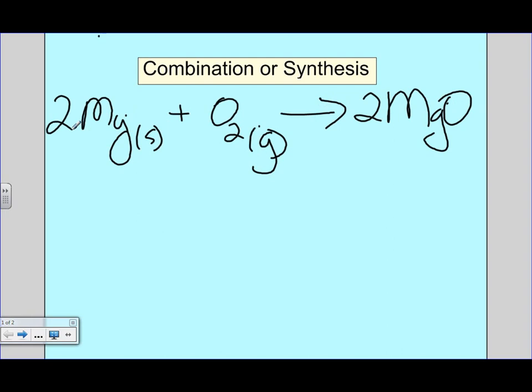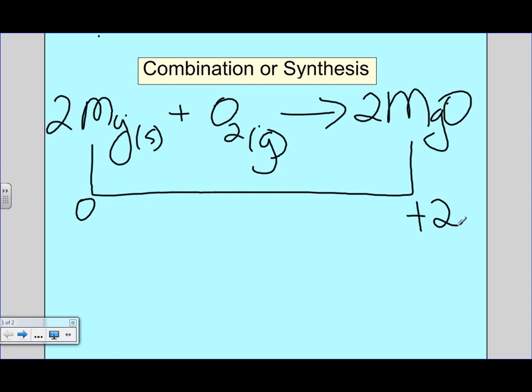Now, one of the things that you may notice here, if you paid attention in one of the other podcasts, is the fact that the magnesium is starting at an oxidation number of 0 and going to a +2, so it's being oxidized, while the oxygen is starting at a 0 and going to -2, so it's being reduced. So combination or synthesis reactions also fall into the category of redox. So it's one of those interesting things.